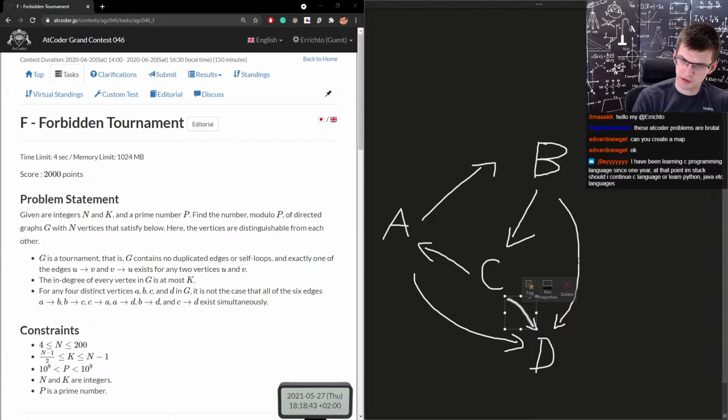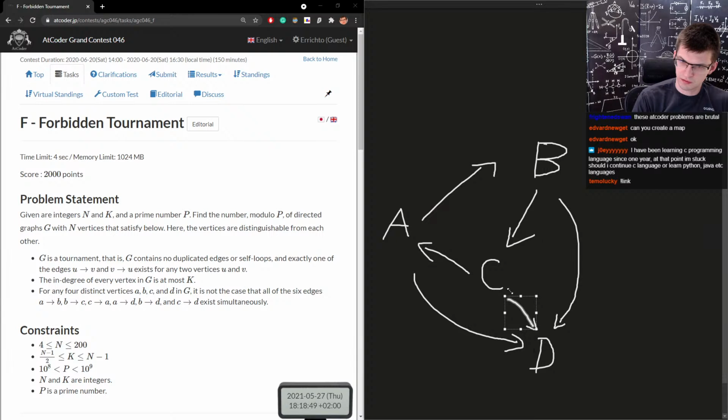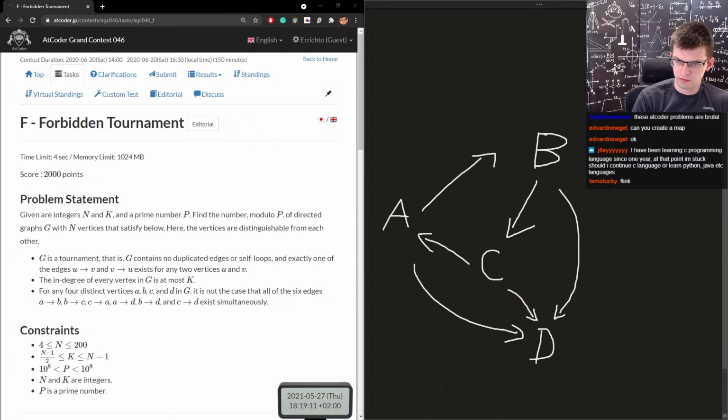If 2 of them are reversed, well, then there is ACD. If these 2 are reversed, then BDC. We will get a second triangle in all cases other than all 3 edges being reversed. If one of them is reversed or 2 of them are reversed, I claim that there will be another triangle. Alright.